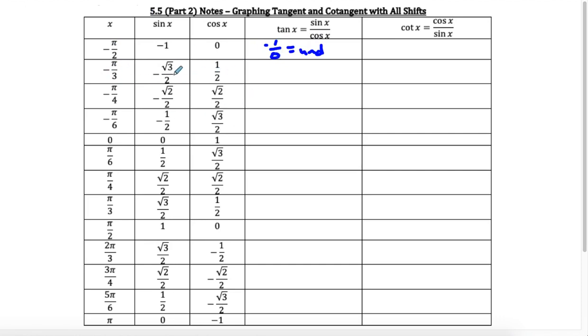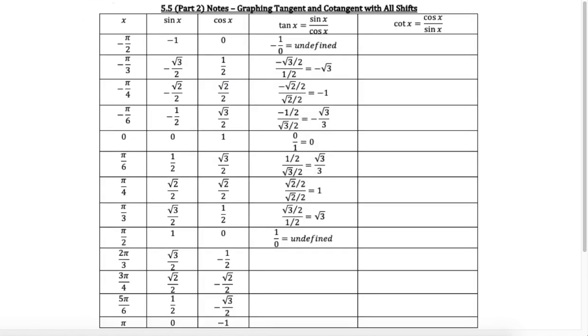For negative pi over 3, if we do sine over cosine, so negative square root of 3 over 2 over 1/2. Well, remember, dividing fractions is the same as multiplying by the reciprocal. So this would be negative square root of 3 over 2 times 2 over 1. The 2's would cancel, and I would just get negative square root of 3 over 1, or negative square root of 3. So I'm not going to go through all of the calculations. I'm just going to show you the rest of the table here for tangent.